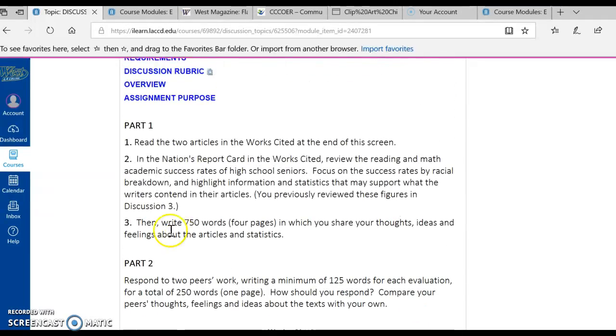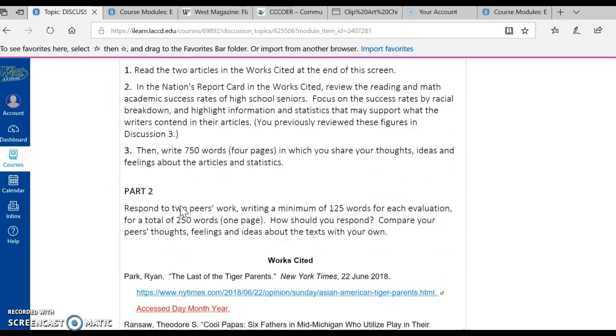Okay, so scrolling up, I'm going to read part 1 with you. Read the 2 articles in the works cited at the end of this screen, and the Nation's Report Card. Review the reading and math academic success rates of high school seniors. Focus on the success rates by racial breakdown and highlight information and statistics that may support what the writers contend in their articles. And of course, you previously reviewed these figures in discussion 3, which was our data discussion.